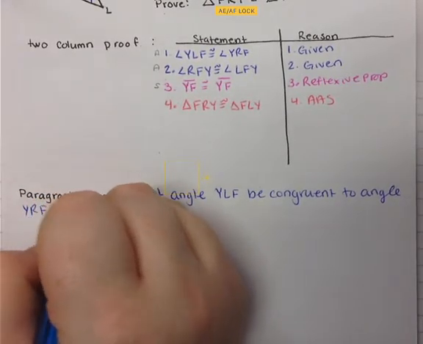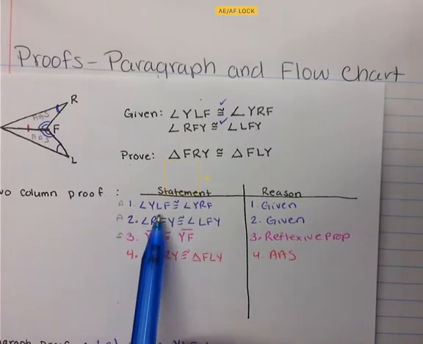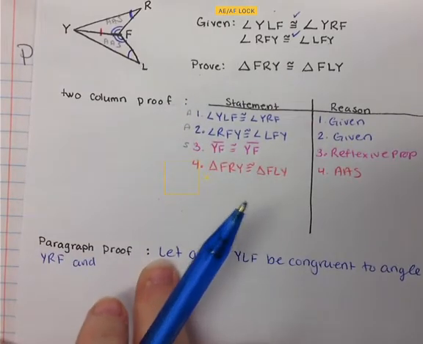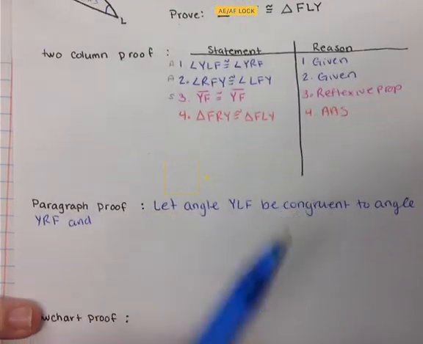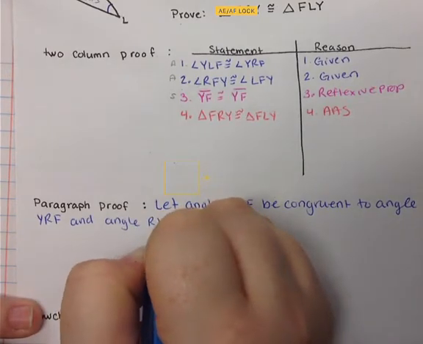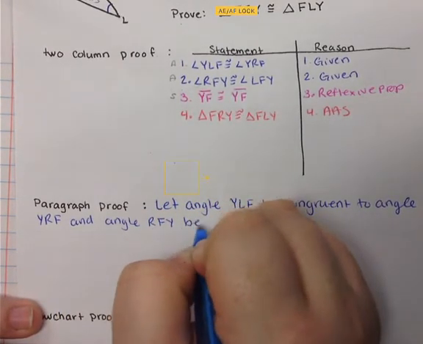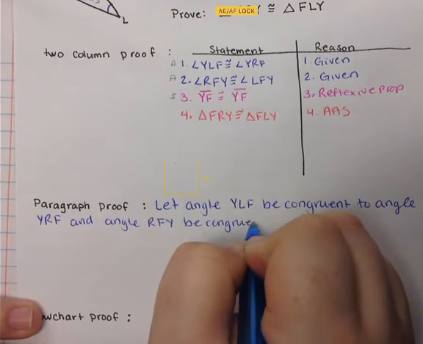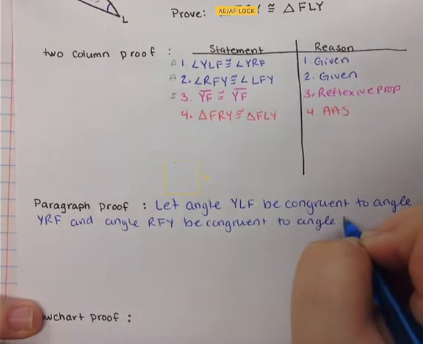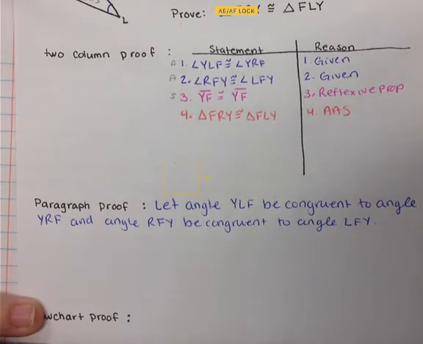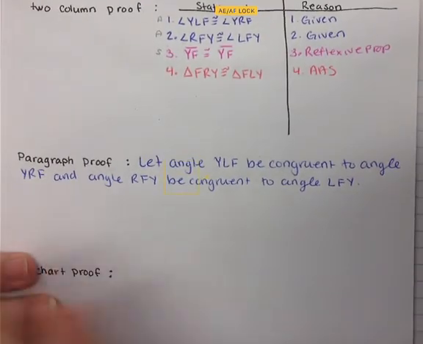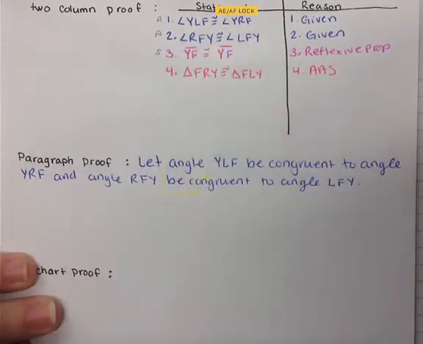And because we also had the second given, that's our first given. Our second given is in the same sentence because I'm saying let. That's basically telling me that it's given. An angle RFY be congruent to angle LFY. I'm not using symbols here because it's a paragraph, so it should be written in words. So those are all of our givens.